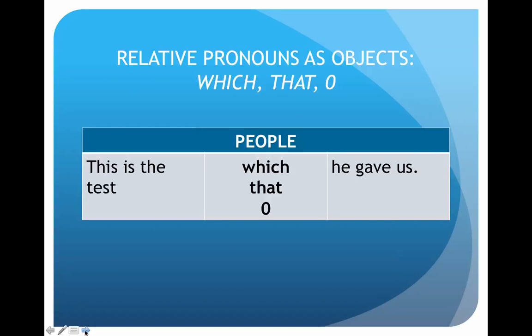Okay, this is the same kind of thing when we're talking about a thing. No, I have to change this and say this is a thing. Okay, let me go back and fix this now.